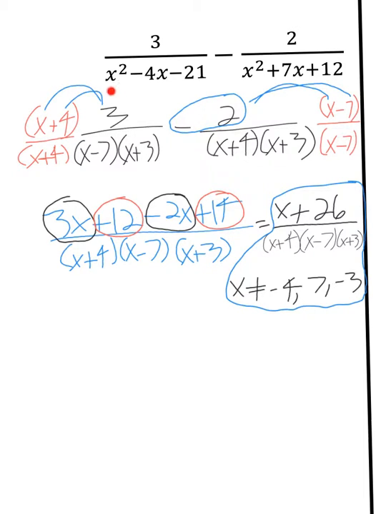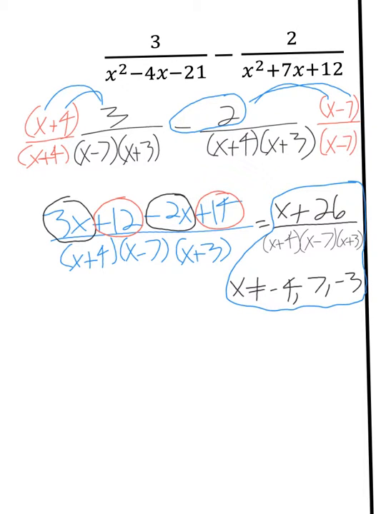So you have to distribute. 3 times x plus 4 is 3x plus 12. Negative 2, again, carry that sign with it. If it's positive, it doesn't matter, but if it's negative, it totally matters. Negative 2x plus 14 now. Add like terms, that makes 26. 3x minus 2x makes x plus 26.